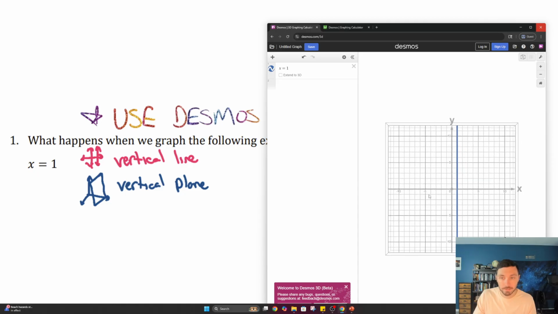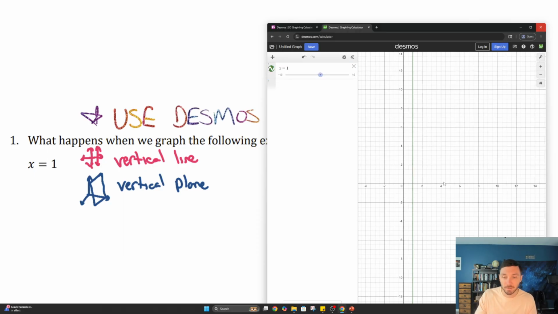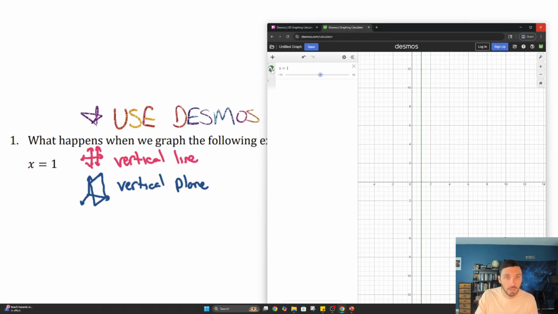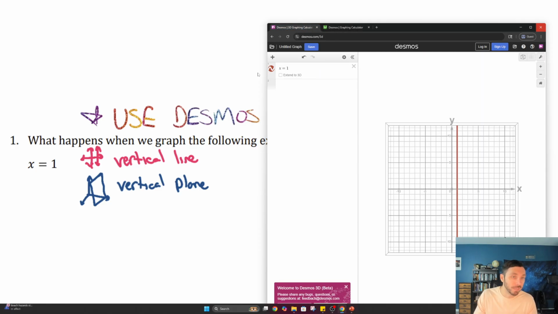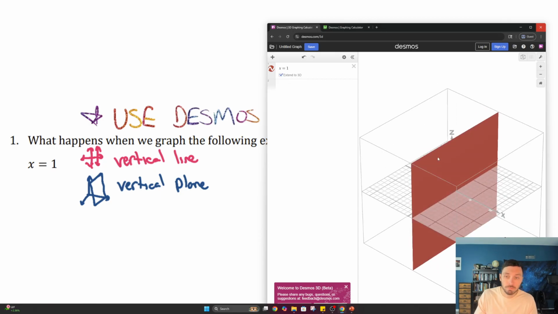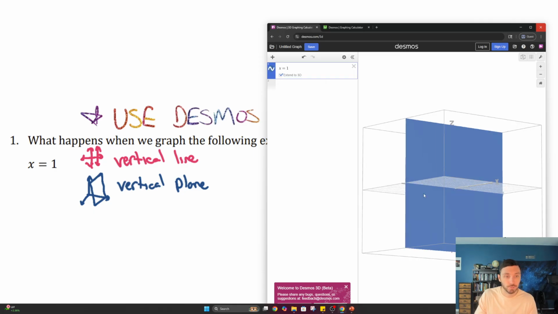It looks like this. I guess we'll do it in pink as well, or red, whatever. So this is what it looks like on the plane, and we can go back to the plane and graph that. You can see it's just a vertical line. But when we extend it into space, we end up getting a plane, right? So just trying to match it with this.